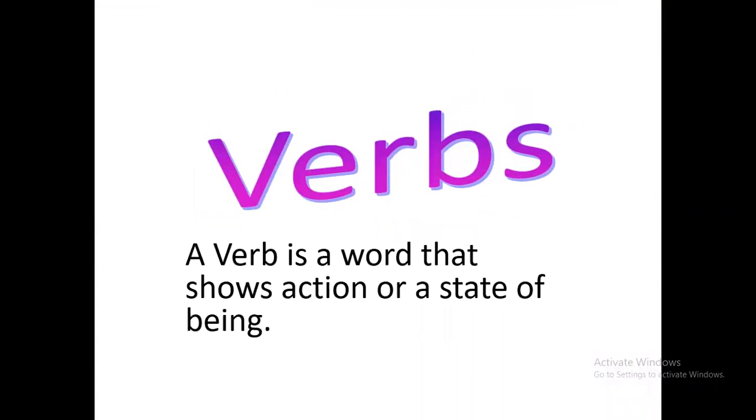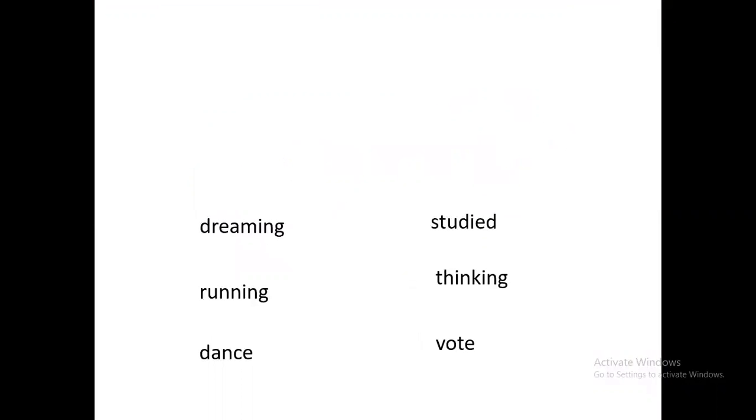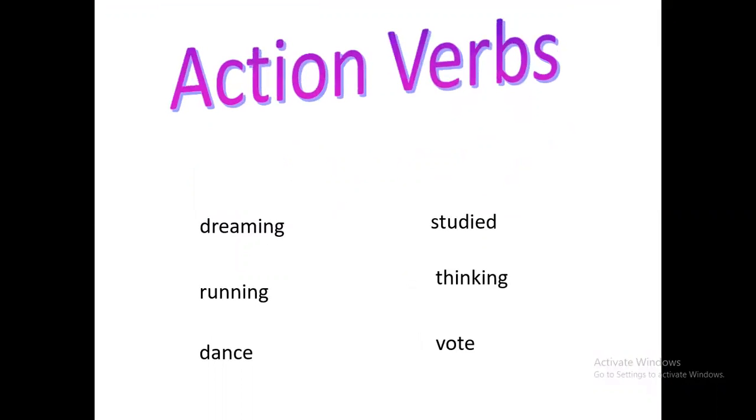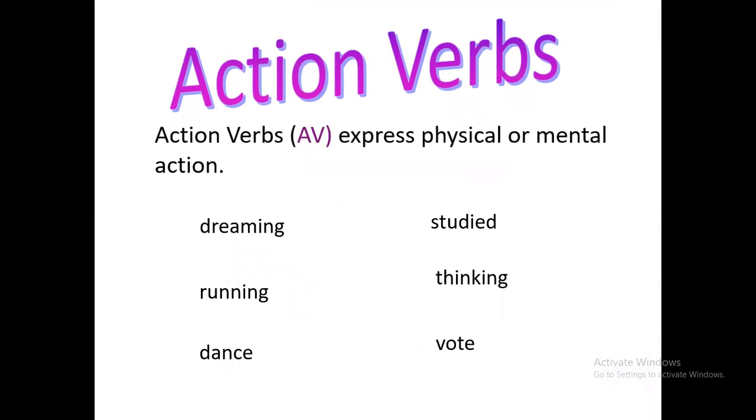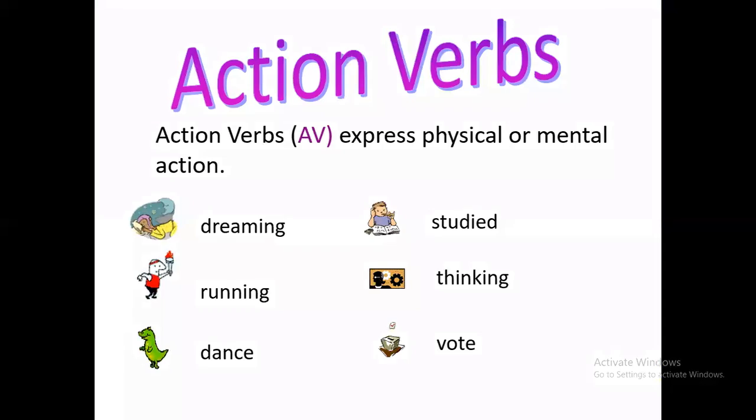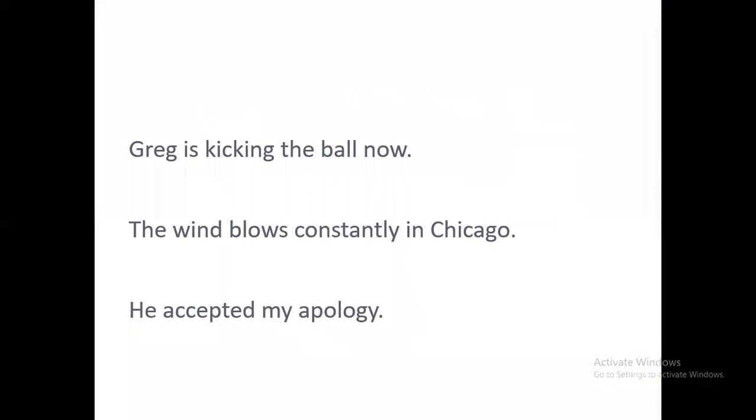The verb is a word that shows an action or a state of being, like dreaming, studied, running, thinking, dance, or vote. So the action verb expresses physical or mental action. Dreaming, running, dance, studied, thinking, and vote. Okay, here are some examples of the action verbs in sentences.